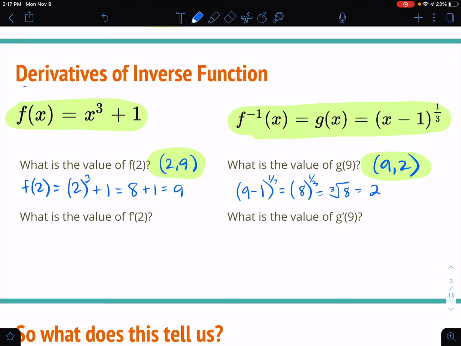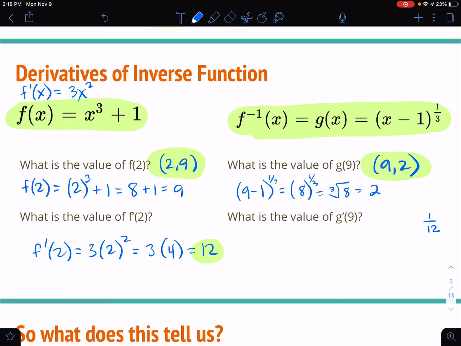Well, let's find the derivative here. F prime of x is going to be 3x squared. So if I want f prime of 2, I'm going to have 3 times 2 squared, which is 3 times 4, which is 12. If that slope is 12, our guess is that for the reciprocal point, (2, 9) becomes (9, 2), and the slope is probably going to be 1 over 12. But before we go any further, let's just double check.